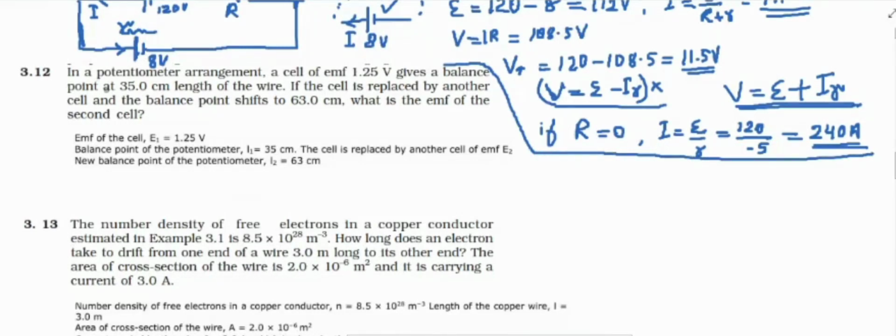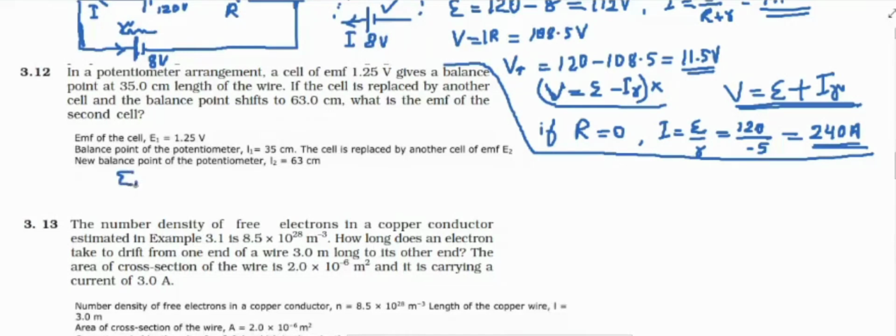Now, next, move to question 12. In a potentiometer arrangement, a cell of EMF 1.25 volt gives a balance point at 35 centimeter. If the cell is replaced by another cell, the balance point at 63 centimeter, what is the EMF of the secondary cell? So it's only a direct calculation.